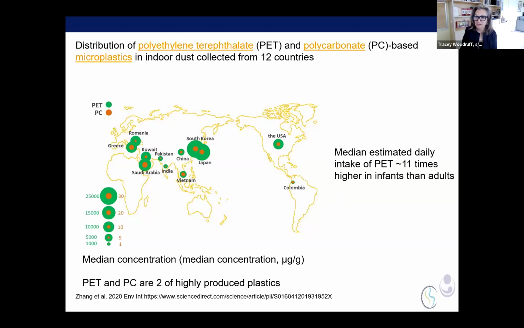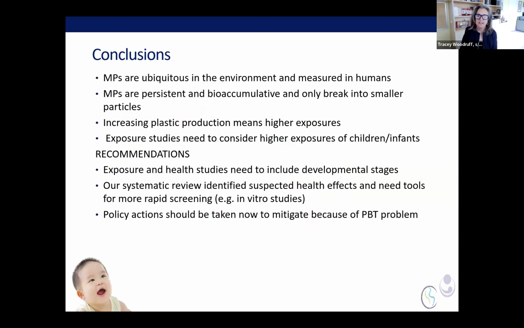And so I think this brings up, and I'm going to conclude, a really important factor when we're thinking about how to characterize exposures and thinking about the health effects: we know that microplastics are ubiquitous in the environment and they're measured in humans. I also want to note that they're persistent and bioaccumulative and only break down into smaller particles, and they can never leave, but they can take many, many years before they're gone. And what we see typically with environmental exposure studies in general is that if production goes up, or if you decrease production of chemicals, that can lead to either increases or decreases in human exposure. And with increasing plastic production, that would mean increasing exposures.